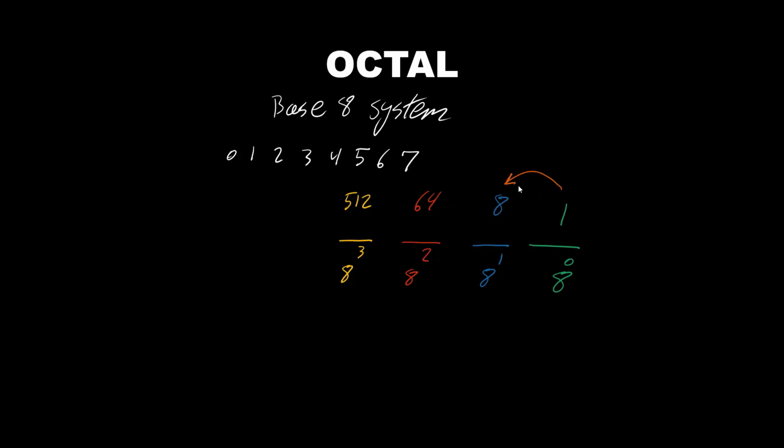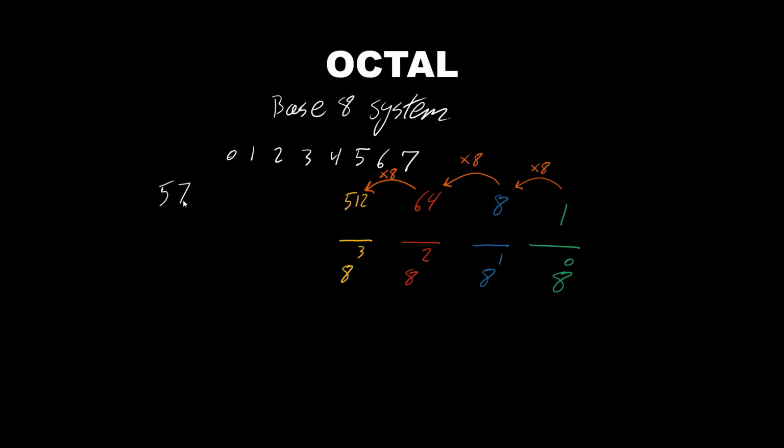So as we can see here, in octal, every time we go to the left, we are multiplying by 8 to get the next place value. Why 8? Because the octal system is a base 8 system. And here we can see place value positions 0, 1, 2, 3, and the base is 8. 8 to the power of 0 is 1, 8 to the power of 1 is 8, 8 to the power of 2 is 64, 8 to the power of 3 is 512.